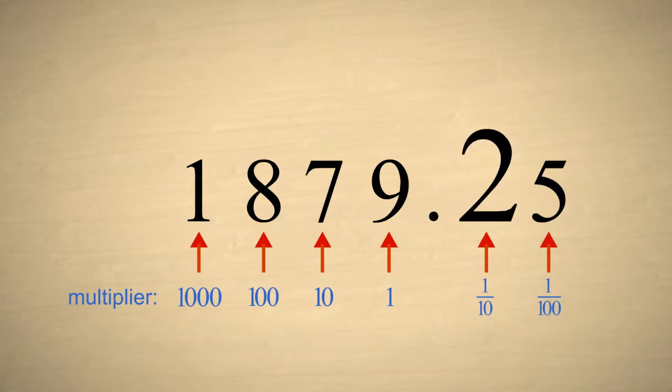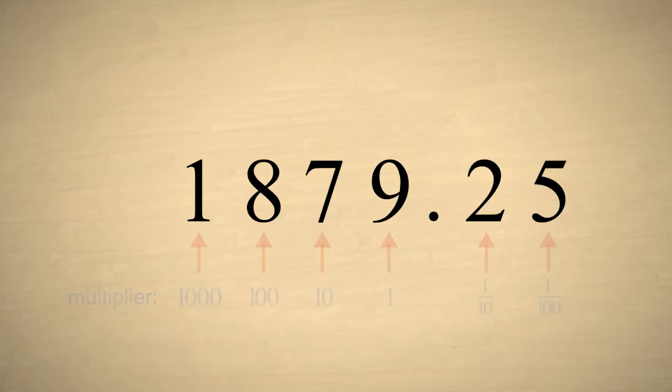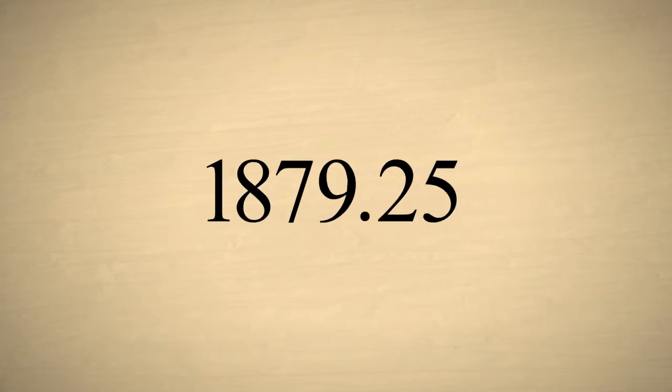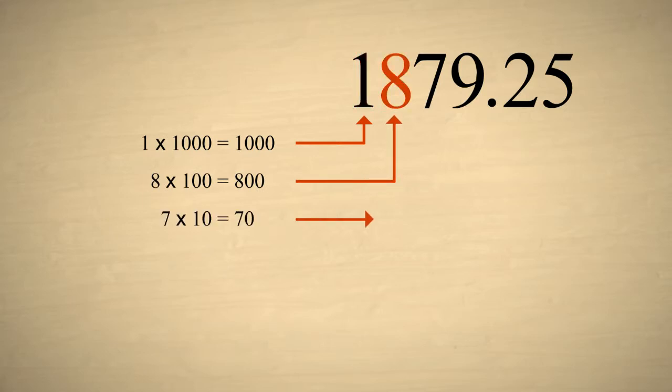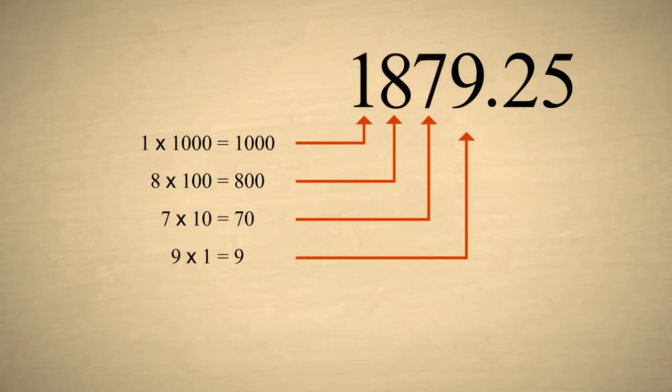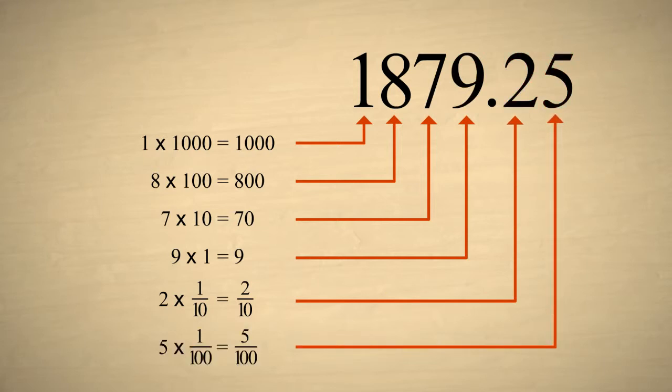The first digit to the right of the decimal point is multiplied by 1/10. The next digit is multiplied by 1/100, and so on. Just as with integers, the value of the decimal number is the sum of all its digits times their multipliers. For example, the number 1879.25 represents 1000 plus 8 hundreds plus 7 tens plus 9 ones plus 2 tenths plus 5 hundredths.